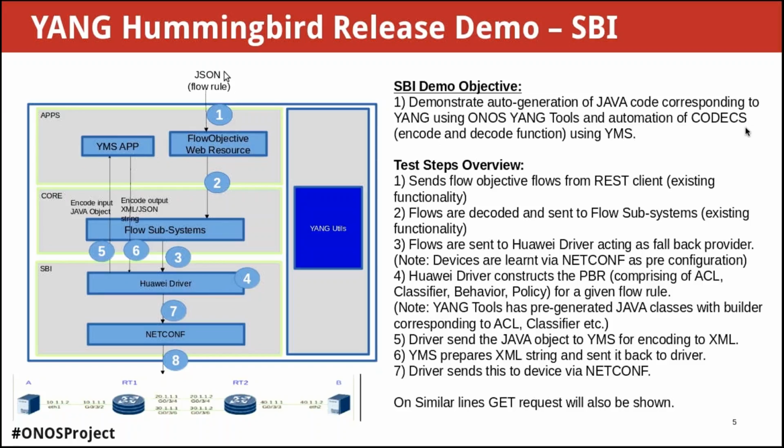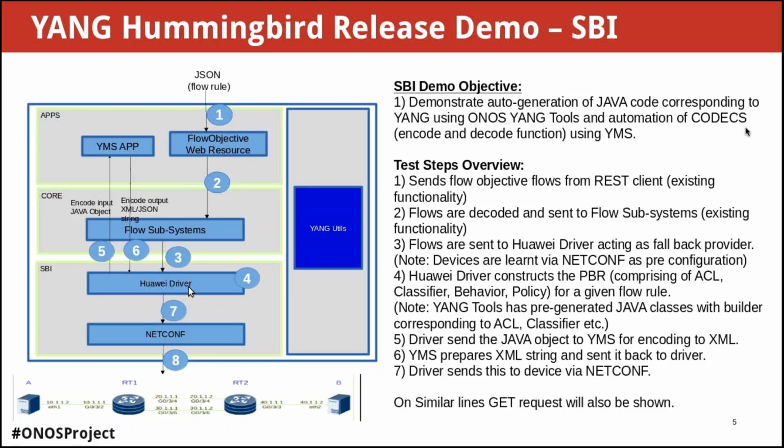We receive a JSON flow for this demo. We have taken a flow rule which can be given as an input to the flow subsystem, from where it comes to the Huawei driver. The Huawei driver takes the flow rule and converts it to policy based routes. Basically, the Huawei routers sitting below understand PBR. PBR is nothing but a combination of ACL, classifier, and behavior. So this driver converts the flow rule to the corresponding PBR. That is its job.